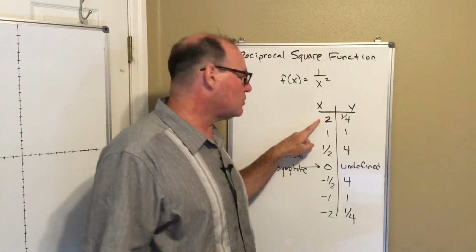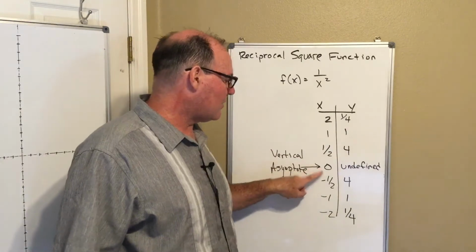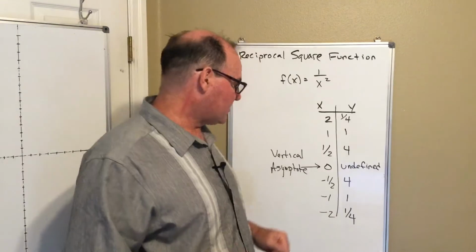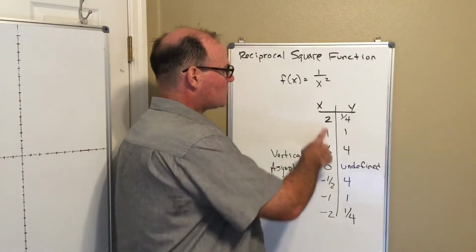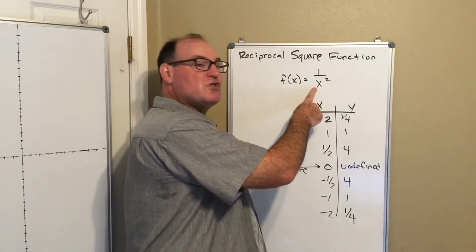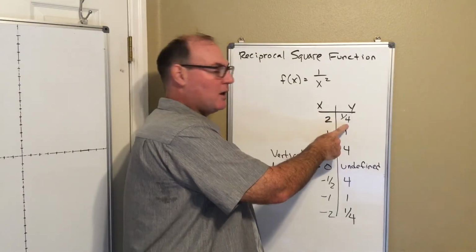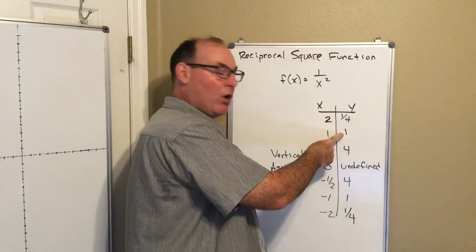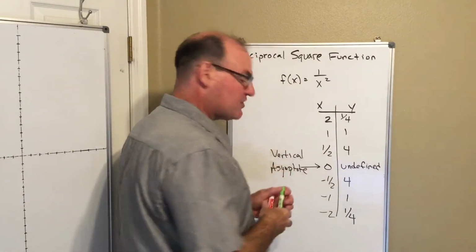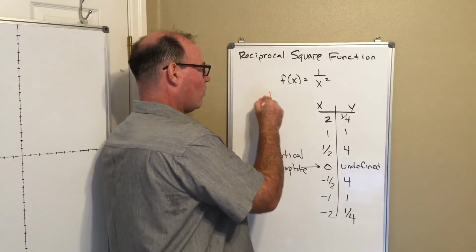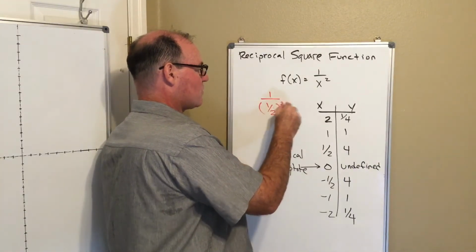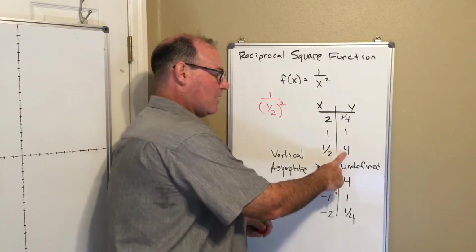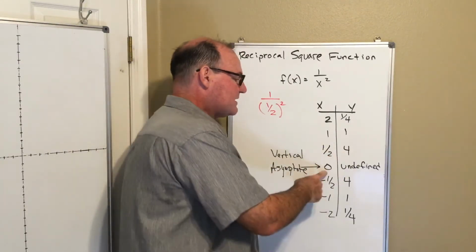We're going to put in 2, 1, a half, 0, negative a half, negative 1, negative 2. This time in the denominator we square. So when I put 2 in the denominator, 2 squared is 4, so I have 1 over 4. When I put 1 in the denominator, 1 squared is 1, so I've got 1 over 1. When I put a half in the denominator, so again, just like previously, I put 1 over, and then I've got a half squared. So when I square a half, I get 1 over 4. Reciprocated becomes 4. 0 in the denominator is undefined.